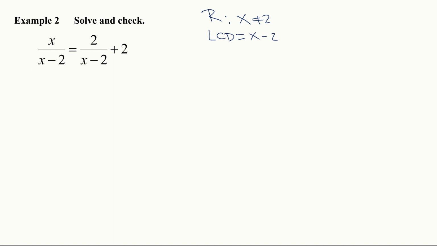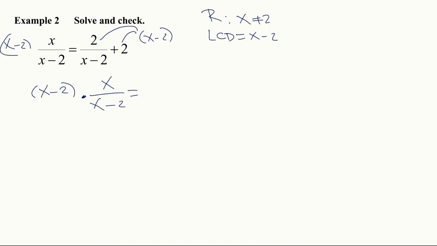So now we go ahead and multiply both sides of the equation by the LCD, which is x minus 2. And on the right side, of course, we have 2 terms, so we have to remember to distribute, right? So on the left side, we have x minus 2 times x over x minus 2.